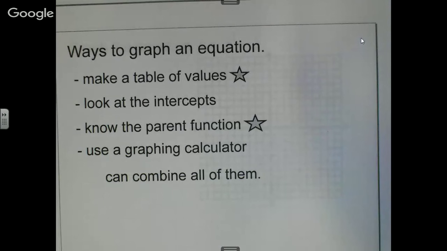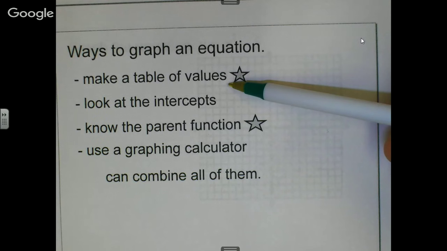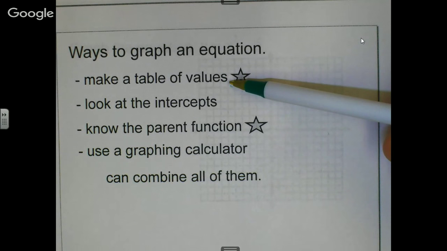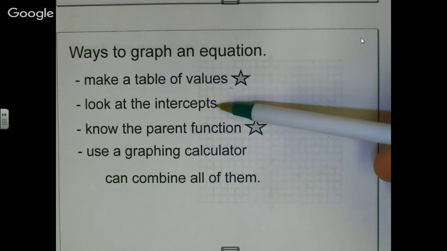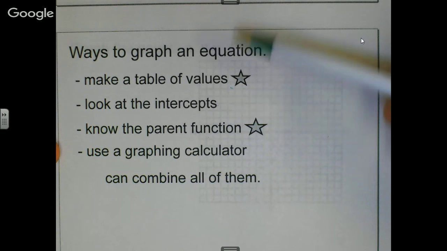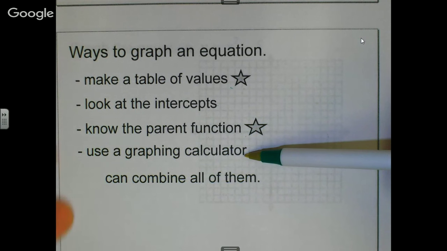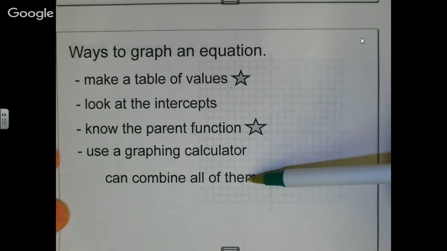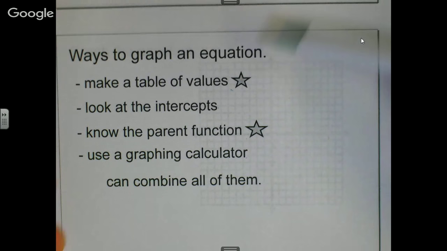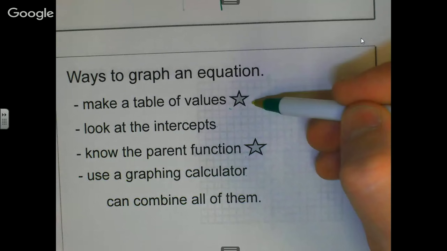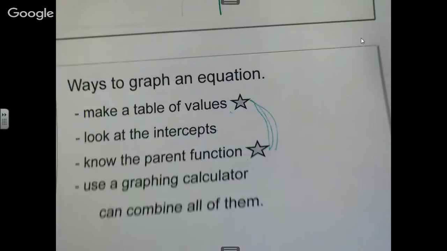So, ways to graph equations. We will make a table, which is probably the very first thing that you ever did. We will look at the intercepts. Know the parent function. So this is where we're going with this. This will be a must. Use the graphing calculator. And then a lot of times we just use the combination of maybe these two normally.